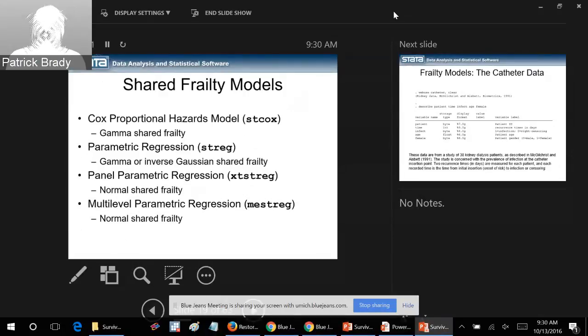There's the parametric regression, the ST-reg family of commands. That's going to assume either gamma or inverse Gaussian frailty. And you can specify panel data. This one, I forgot there even was an XT-ST-reg command for the economists. That assumes normal shared frailty. And then there's multi-level parametric, which leads us into the next section. That is another kind of shared frailty, which also assumes normal shared frailty.